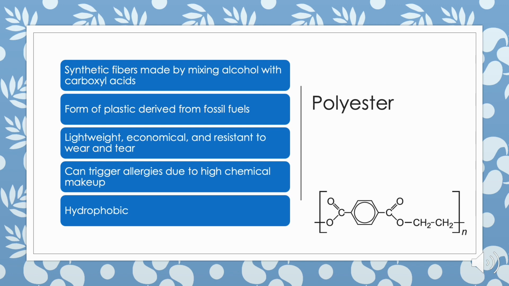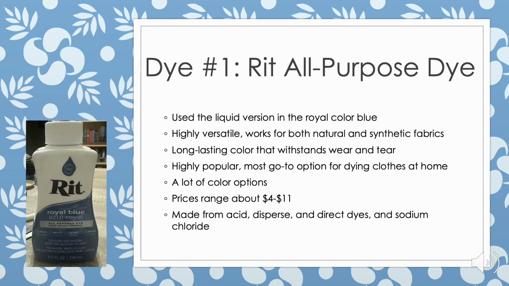Now, for the dyes being used in this experiment, we have three. The first dye that I use is the RIT all-purpose dye. It's the liquid version in the color royal blue. It is highly versatile, works for both natural and synthetic fibers. It claims to be long-lasting and it can withstand wear and tear. It is highly popular. It is mostly the go-to option for dyeing clothes at home.